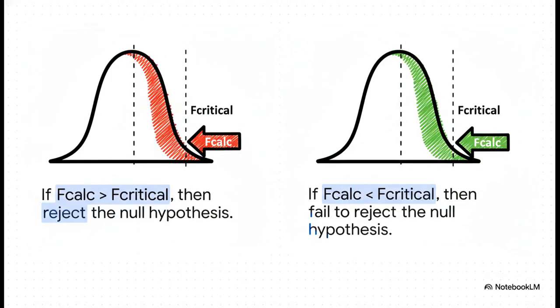Now, there's another way to get to the exact same conclusion, and that's by using the F statistic itself. You just compare the F statistic you calculated from your data with a critical value you look up in a standard table. If your number is bigger than the table's number, you reject the null hypothesis. It's just another way of saying your result was too extreme to be just random chance.